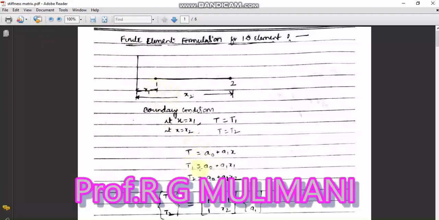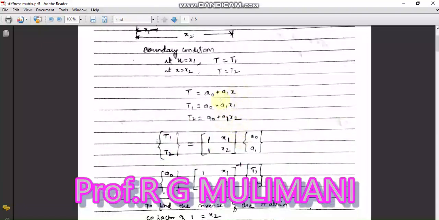So we have this expression, T1 equals a0 plus a1x1. Applying the second boundary condition, that is at x equals x2, we have the field variable T equal to T2, so T2 equals a0 plus a1, and instead of x we write x2. Let us bring these two equations into matrix form, where the nodal temperatures are T1 and T2, written here.